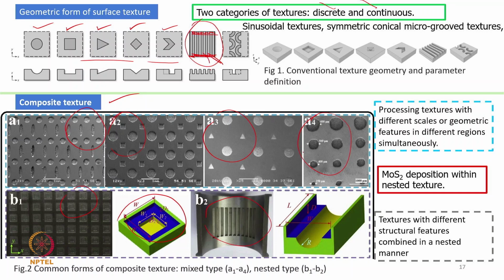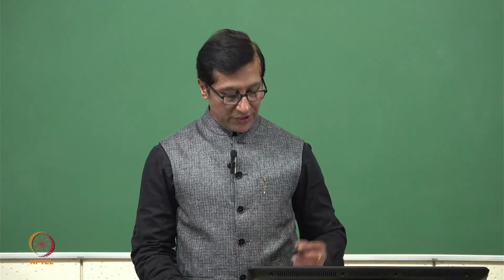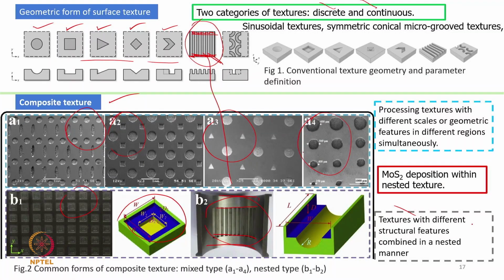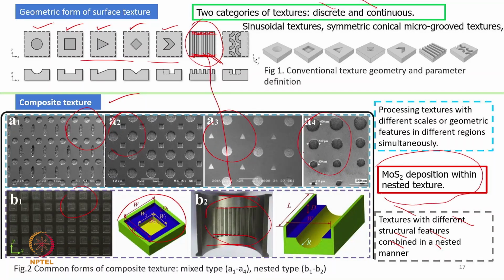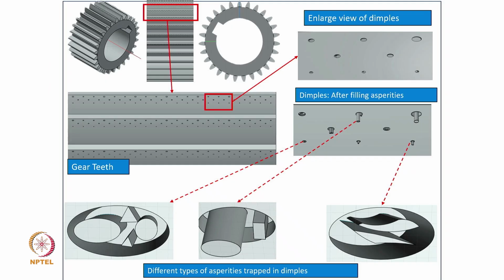Instead of going for this kind of grooves, if we are able to make blocking of these grooves, this is an arrangement which will really give good results to us. So we block it, we don't allow the lubricant to squeeze out. So this is what we call a texture with different structural features combined in a nested manner. That's what we really require. And quite a few times people have used MoS2 deposition in a nested structure and got a very good result. So this is possible also.